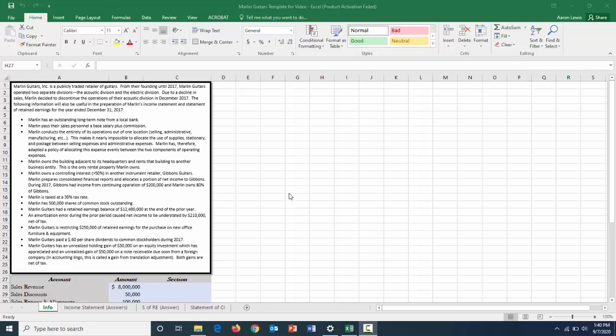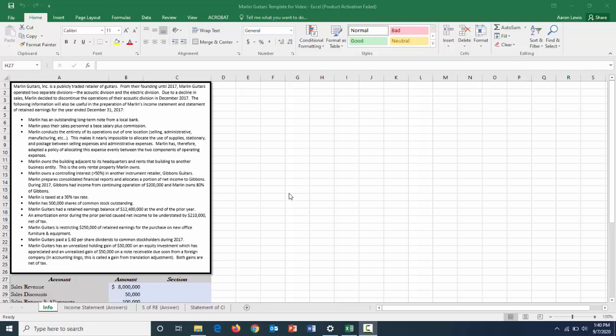Next, Marlin Guitars is restricting $250,000 of retained earnings for the purchase of new office furniture and equipment. Okay. Well, what gets paid out of retained earnings? Dividends. Our shareholders are going to know how much money they are eligible for. And if we're restricting some of that, we can't give it to our shareholders. So we need to disclose that information to our shareholders, that not all of our retained earnings are available to be distributed. We paid a 60-cent per share dividend to common stockholders during the year. Okay, we're going to be able to use that information when we have dividends paid on our statement of retained earnings. And lastly, we had some unrealized things.